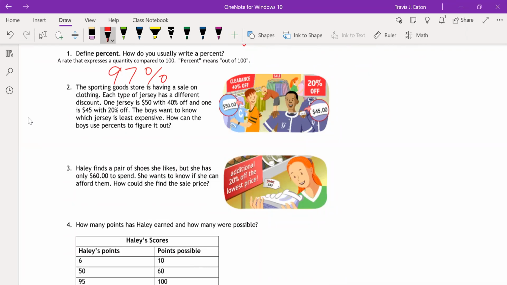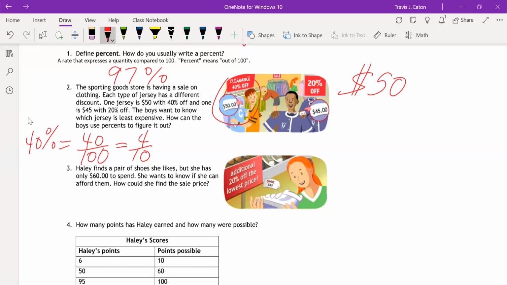One way, let's talk about this first kid here. He's got a jersey that's $50. Now, to take 40% off of that $50, we have to understand what 40% off means, or even what 40% means. So let's talk about 40%. 40% means 40 out of 100. And we can simplify that if we wanted to. That would be 4/10.